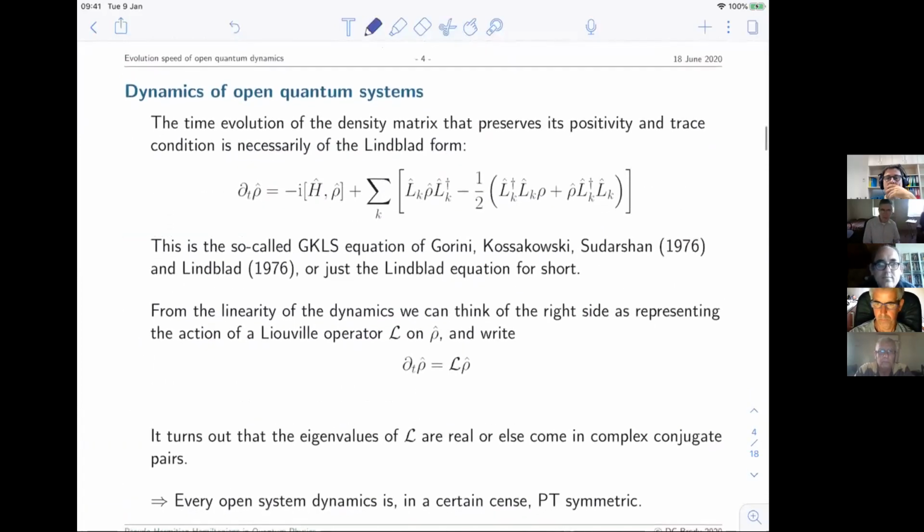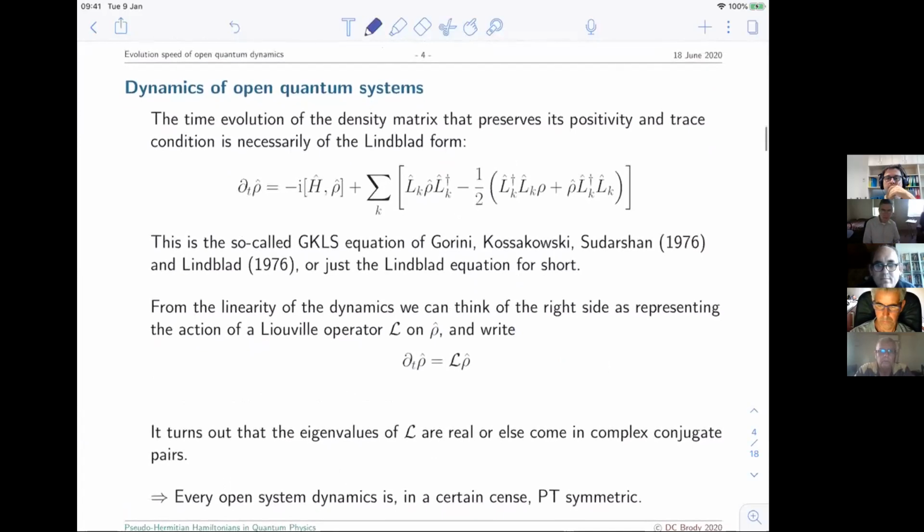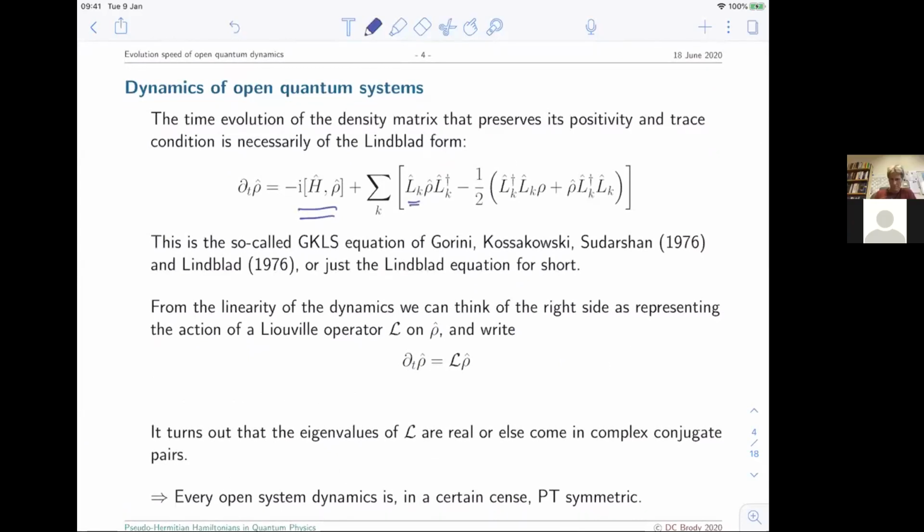Where the answer has been known for long, and it's given by this differential equation, the so-called GKLS, or Lindblad equation for short, where the first term with H is the usual unitary term, and then we have these Lindblad operators. There are one or maybe many, L, which may or may not even be Hermitian, which characterizes the way in which the system interacts with its environment.